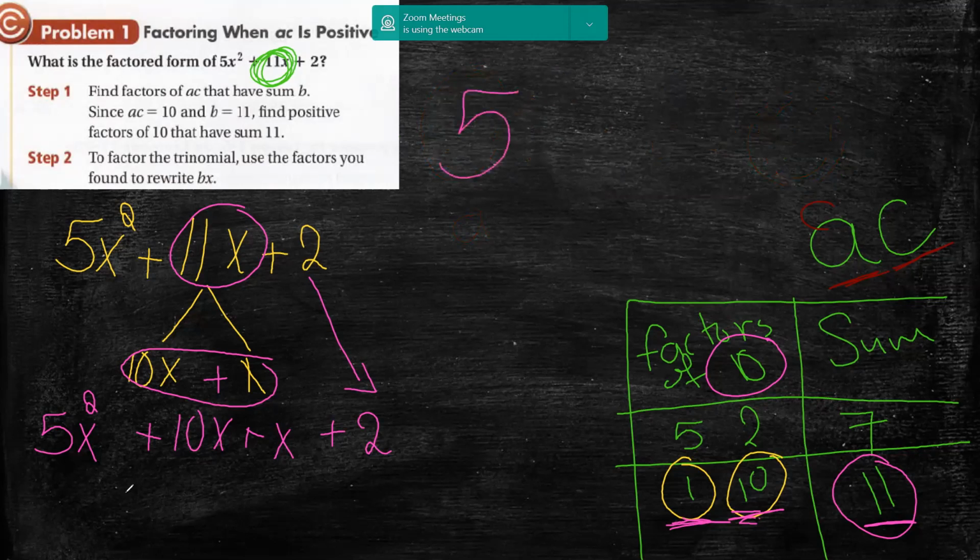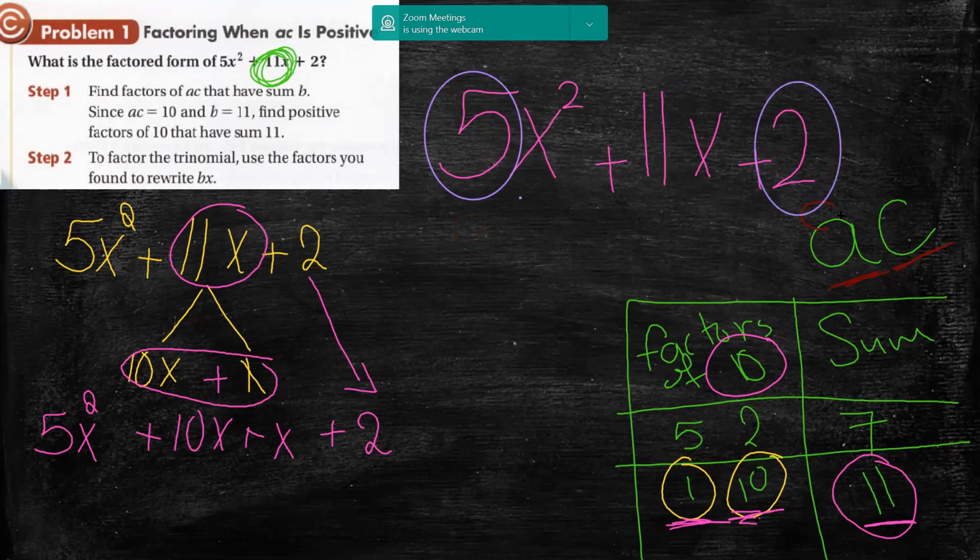Here now we have 5x squared plus 11x plus 2. Now, what do I have to do? Look at the factors of x squared. What is the factor? It is 5. And the factor of c here is 2. If you multiply a times c, which is 5 times 2, what will you get?